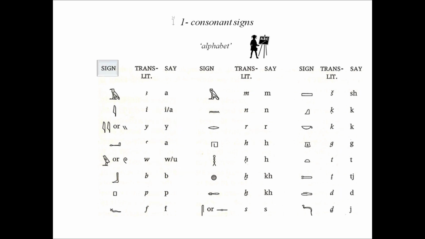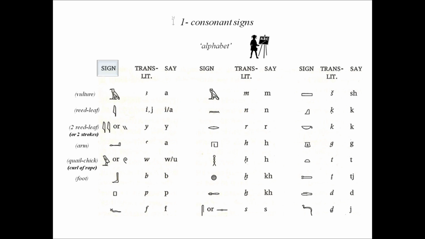Starting with the first column, we have a vulture, which is pronounced as an A. The second is a reed leaf. That second transliteration letter is also a J, which is a modern standard compared to the I, which is also pronounced in English as an I or an A. The two reed leaves, or two strokes, are pronounced as a Y. The arm is pronounced as an A. A quail chick, or a curl of rope, is pronounced as a U.